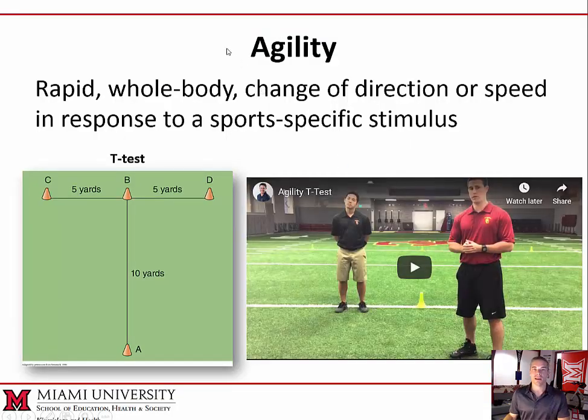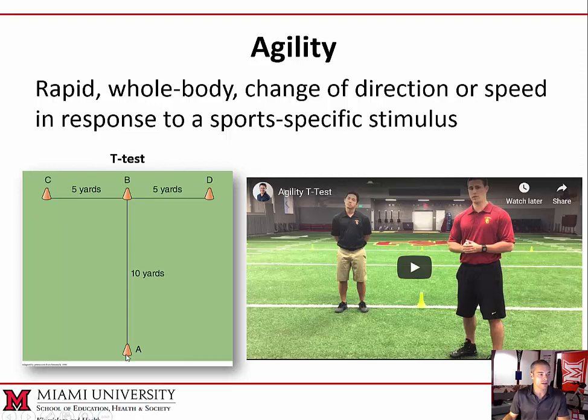All right, the next measure of athletic performance, known as agility. And agility is simply defined as the rapid whole body change of direction or speed in response to a sports-specific stimulus. And in terms of a sports-specific stimulus, that may be something as simple as just a whistle. So this t-test is a measure of agility. So let's look at the t-test here.